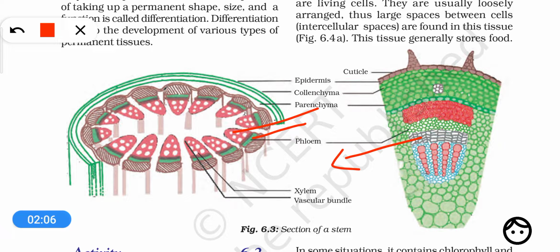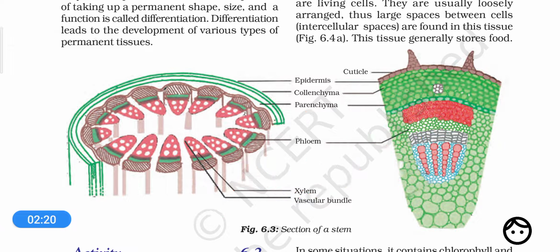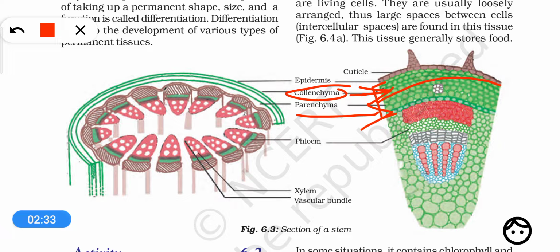This cambium is the lateral meristem, which helps in the growth of the girth or the diameter of the stem. Now if we talk about the cortex, here you can see there are a few layers of collenchyma. The outer layers are collenchyma and the inner layers are made up of parenchyma.